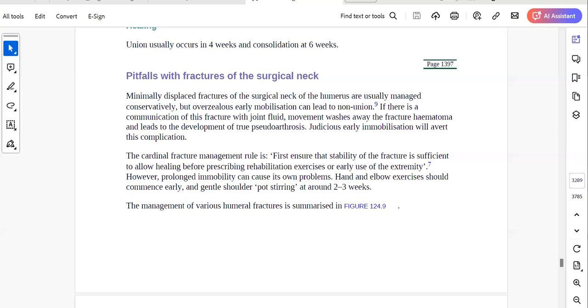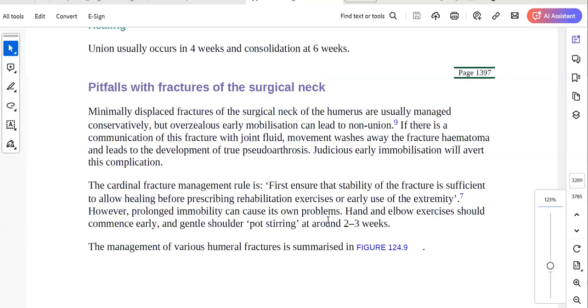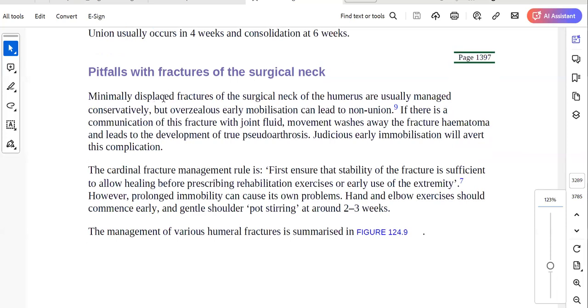So what is the pitfall with fracture of the surgical neck of the humerus? Minimally displaced fractures of the surgical neck are usually managed conservatively, but many times if the patient starts moving before the fracture has healed, it can cause non-union very easily. So normally we don't ask the patient to do too much movement before 4 weeks.